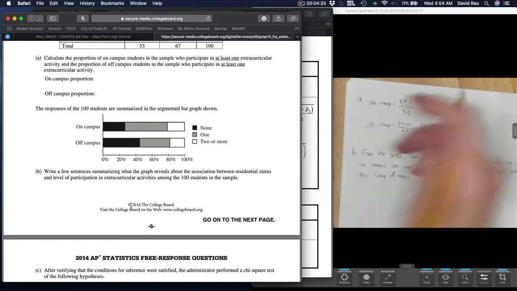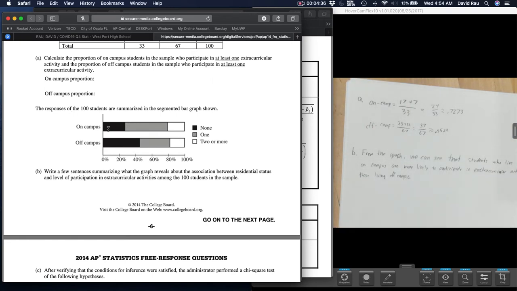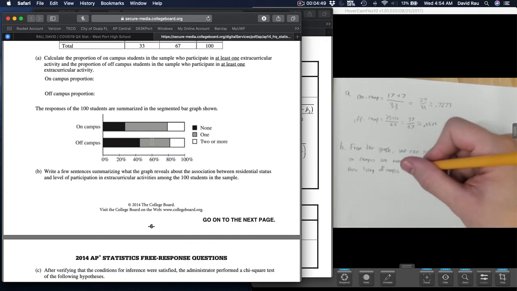All right, again, that's kind of clearly seen because look at how big that black bar is for on campus. It's about 25%. Off campus, it's about 45%. So clearly, living on campus, you're more likely to do at least one activity. Now that's obvious there. Something that is also kind of interesting.